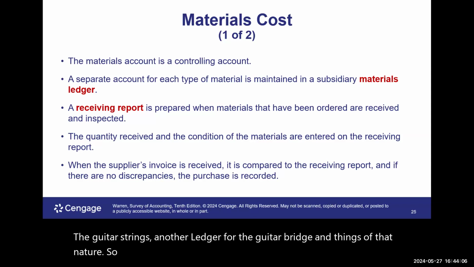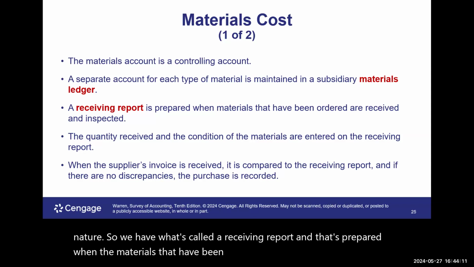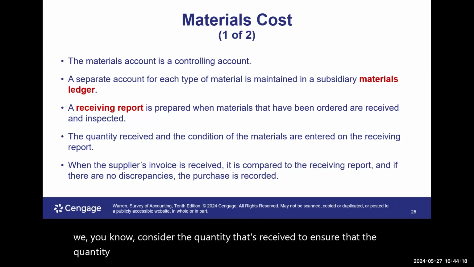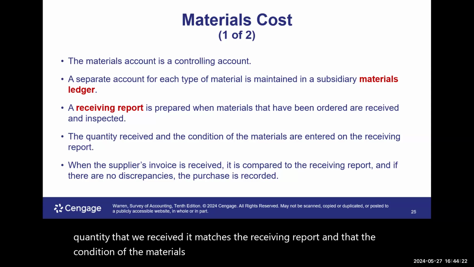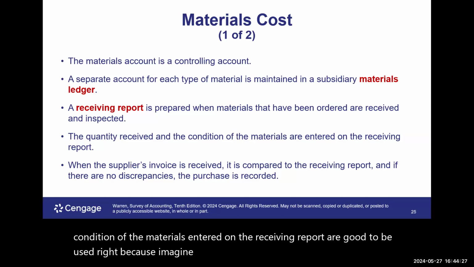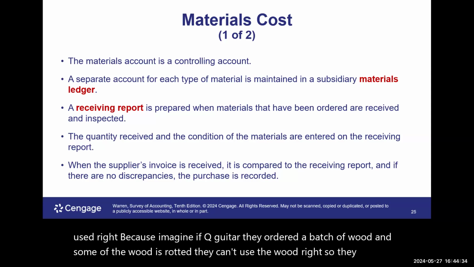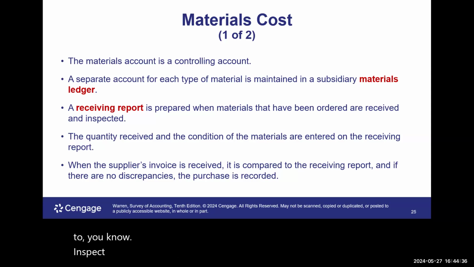We have what's called a receiving report, and that's prepared when the materials that have been ordered are received and inspected. We consider the quantity received to ensure that it matches the receiving report, and that the condition of the materials entered on the receiving report is good to be used, right? Because imagine if Q Guitar ordered a batch of wood and some of the wood is rotted. They can't use the wood, right? So they need to inspect not just the quantity, but also the quality of the materials that are received.